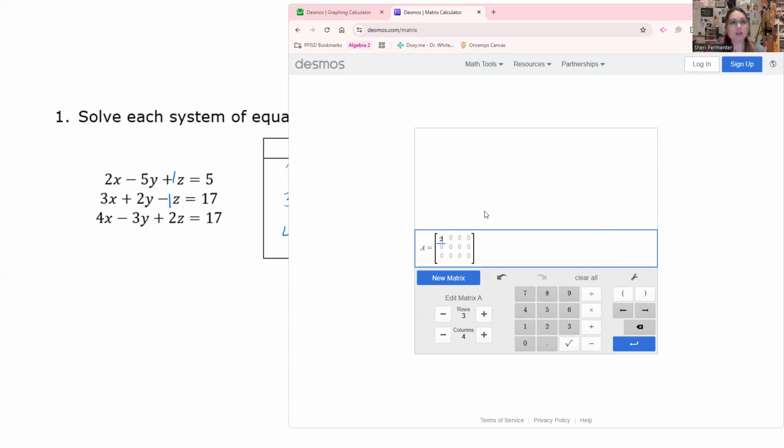To advance to the next one, you have to press the arrow button or the arrow button on your Chromebook. Either one will get you to the next spot. Make sure you put negatives.